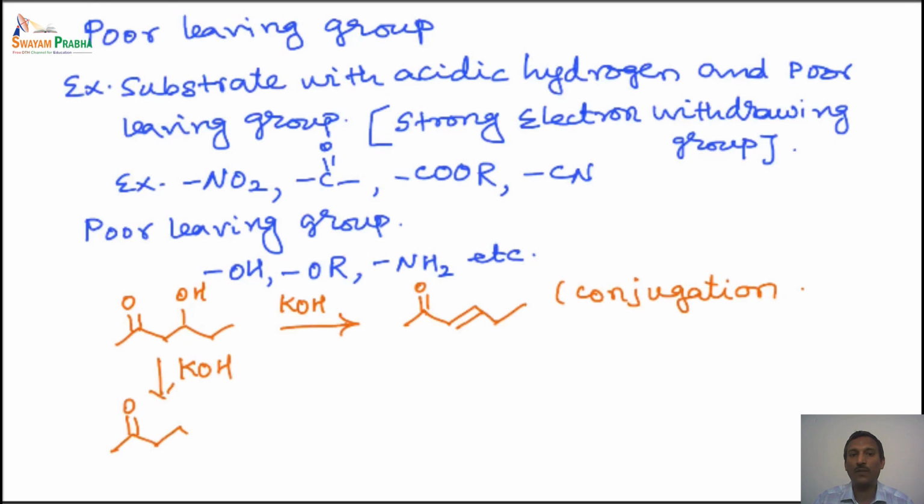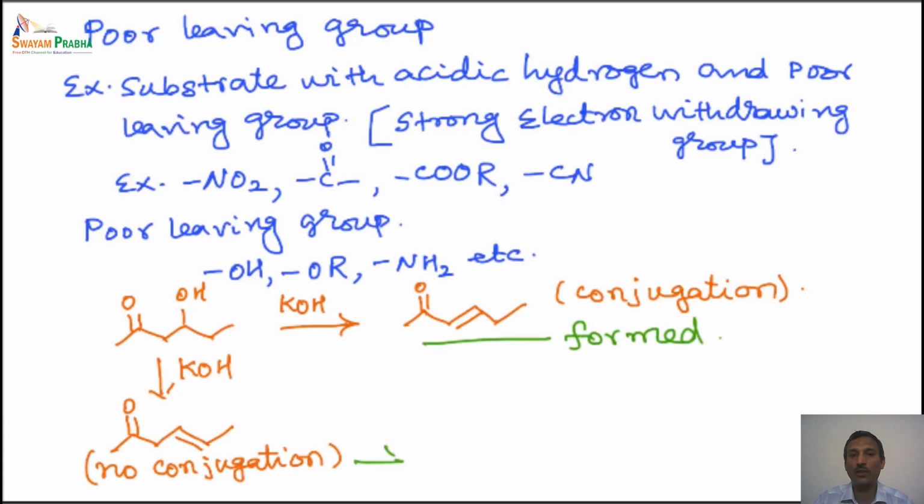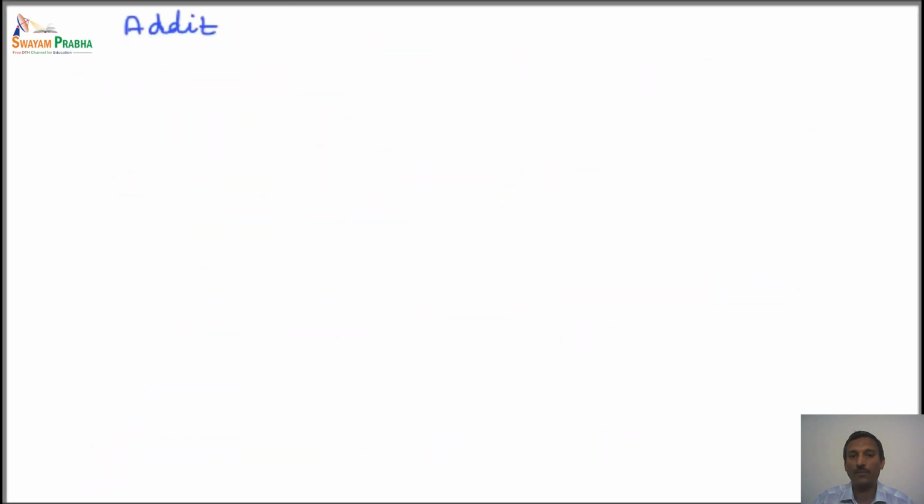As shown here, we have a hydroxide derivative which undergoes elimination in the presence of KOH. It can lead to two types of product. One is a conjugated alkene, another one is a non-conjugated alkene. And in this particular case, the conjugated alkene is formed in large excess and the non-conjugated alkene is not formed at all in this reaction.